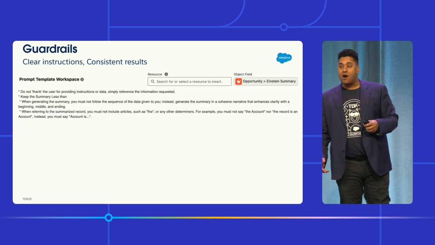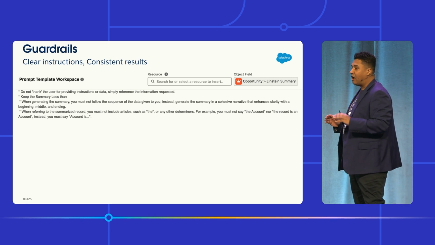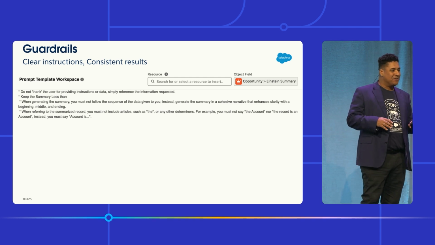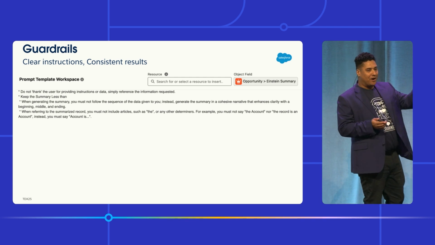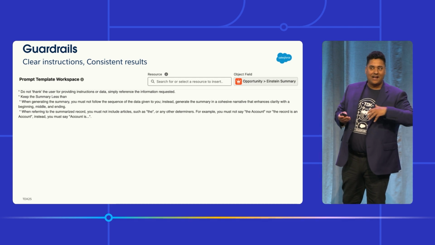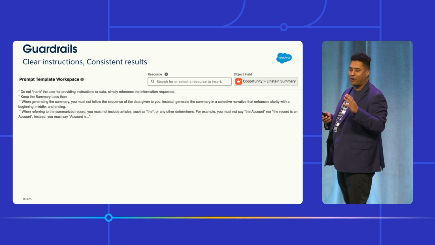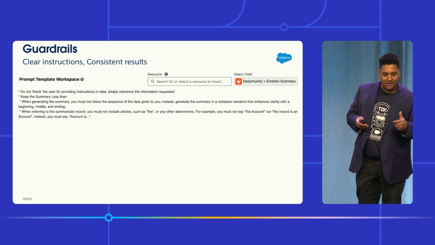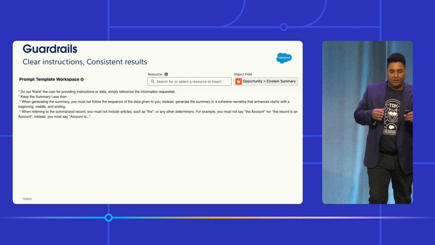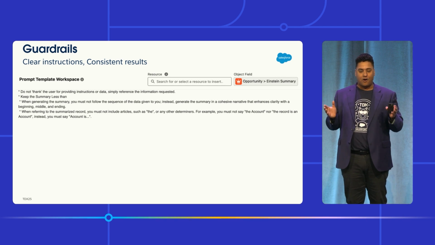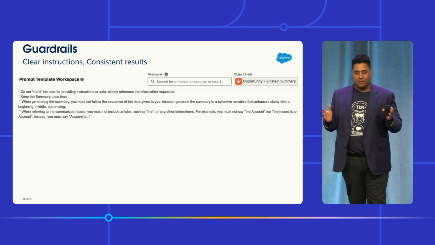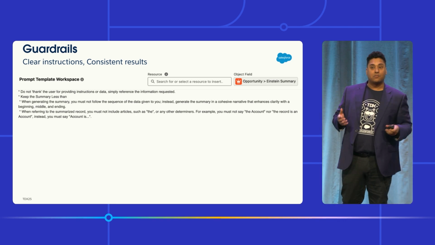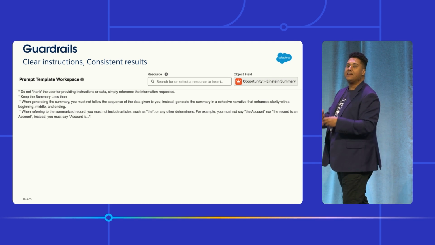Next, we're going to talk about guardrails, and guardrails are important. Guardrails are where you're likely going to spend most of your time crafting your prompts, because when you first create your prompt, you're going to test it, and it might thank you for asking it a question, so we're going to put in some specific guardrails to make sure that it's going to give us the results that we want. So what we have here is, when you're referring to the summarized records, don't include articles such as "the" or any other determiners. Don't say the account nor the record is an account. Just tell us what the account is. The account is Salesforce.